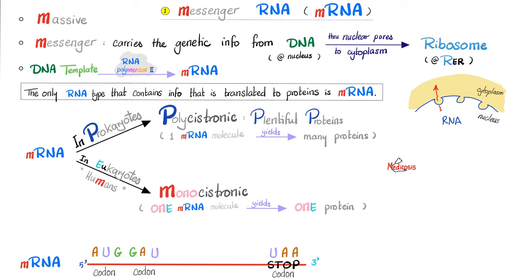But in prokaryotes, you get plentiful proteins. But in humans, only one. You need to memorize AUG as the start codon, which equals methionine, and you need to memorize the 3 stop codons, which stop the translation. The stop codons are UAA, UGA, and UAG.